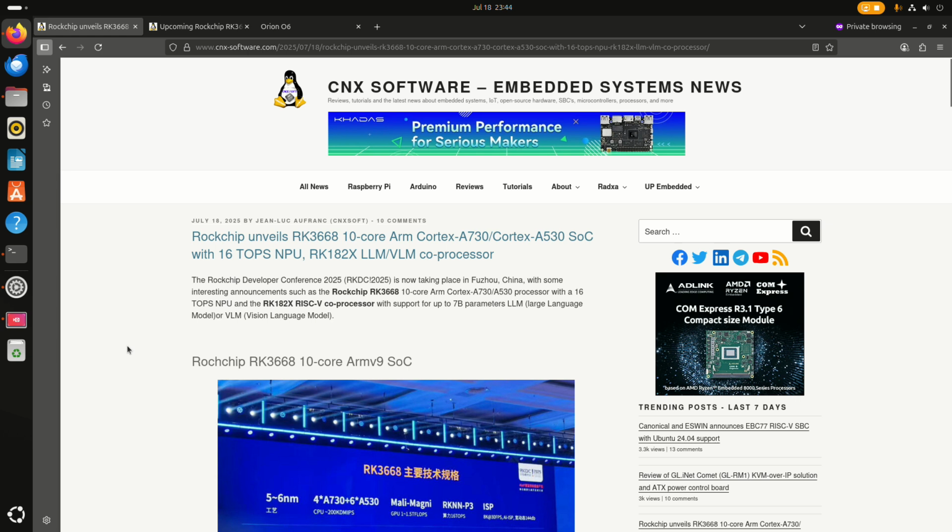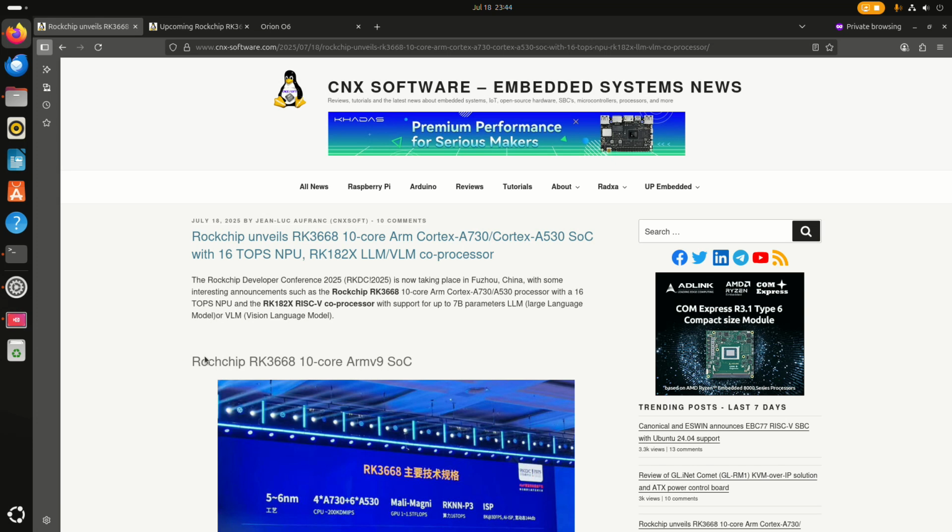I saw the announcement of the Rockchip RK3668, which is a DecaCore ARM SoC, and it will be the replacement for the Rockchip RK3588, which you could say is the current flagship model for single board computers from Rockchip.